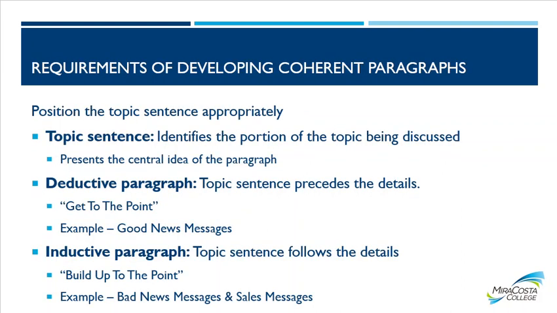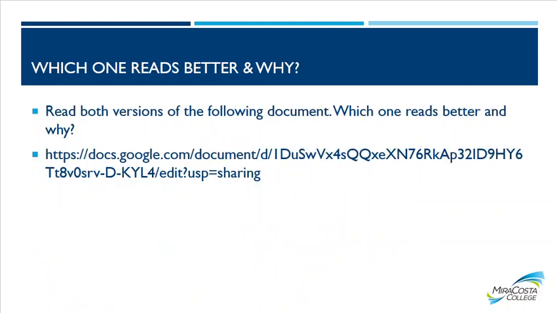So, some of the requirements of developing coherent paragraphs: position the topic sentence appropriately. Your topic sentence should identify the portion of the topic being discussed and present the central idea of the paragraph. In the deductive paragraph, the topic sentence precedes the details. Get to the point. An example would be a good news message. So remember this, good news message. In the inductive paragraph, the topic sentence follows the details. Build up to the point. An example of this would be the bad news message and sales messages.